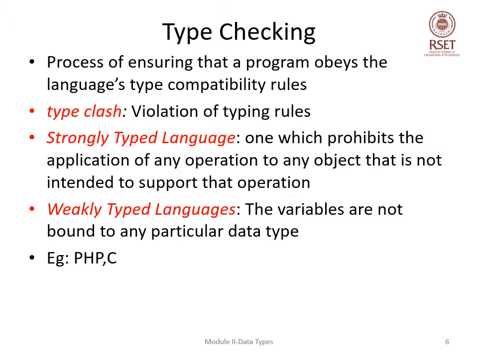If there is a mismatch in type, it is called a type clash. Accordingly, the languages are categorized into two: strongly typed language and weakly typed languages. A strongly typed language prohibits the application of any operation on an object if it is not supported in the type system. And in a weakly typed language, the variables or objects are not bound to any particular data type. The examples for weakly typed languages are PHP and C.